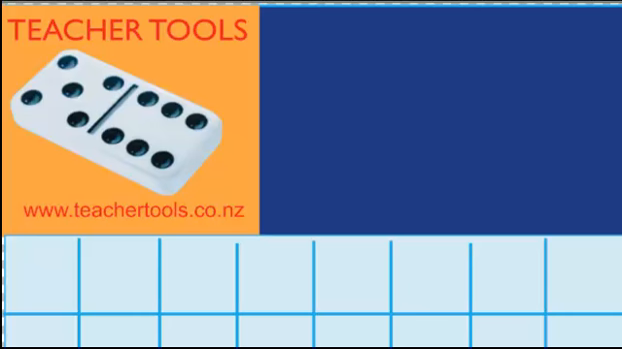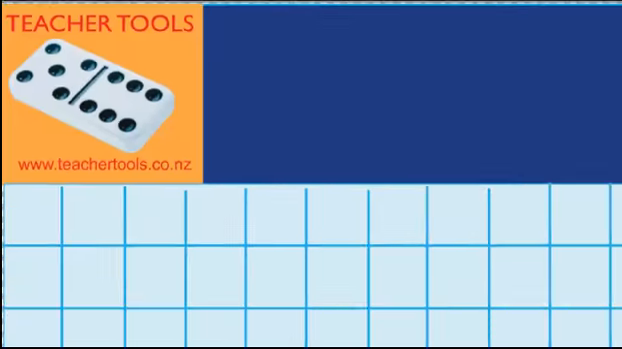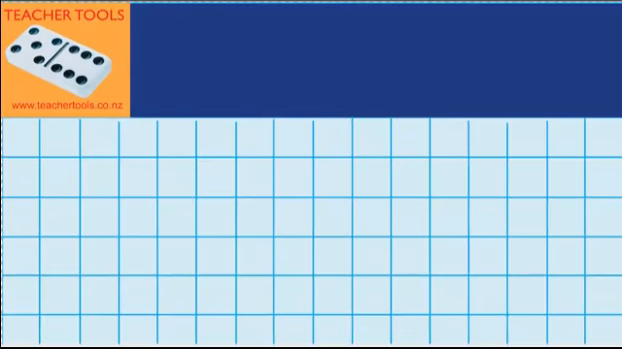Welcome to the Year 8 Strategy for Addition. In this lesson I'm learning to solve addition problems with hundredths by changing one number to the nearest whole number.